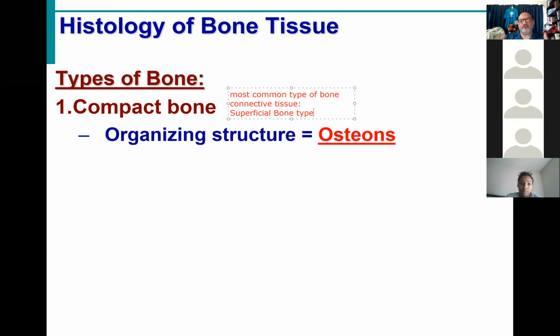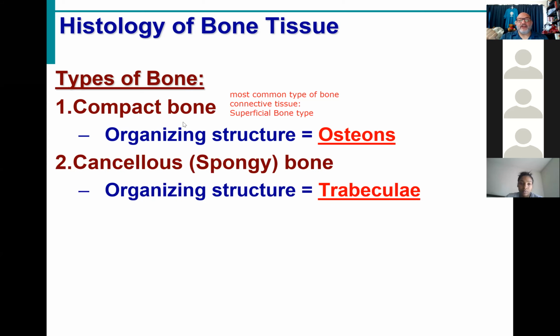Now, again, one of the main ways we are going to identify our types of bone is by their organizing structures. And as we've already seen with compact bone, their organizing structure is that osteon, those concentric circles around that central canal. And again, we'll talk about all the anatomy of that in just a minute.